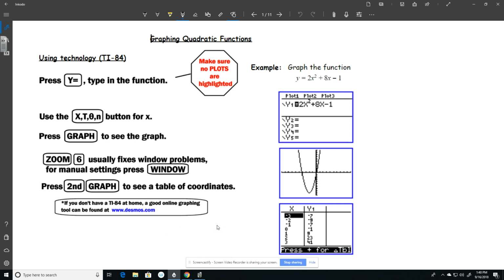All right, for those of you that missed class today, just a quick rundown of the notes that we took and kind of what you missed so you can get the homework done and keep up with what we did. Today we're talking about graphing quadratic functions.